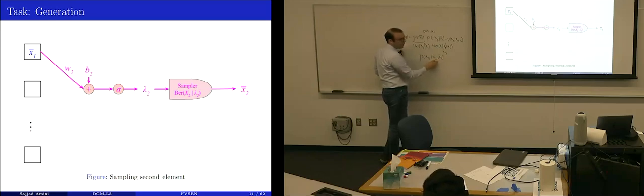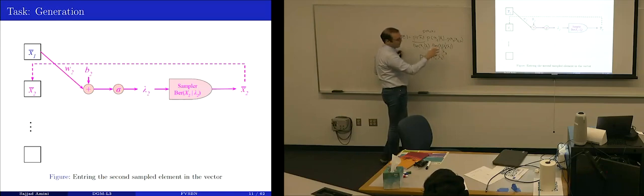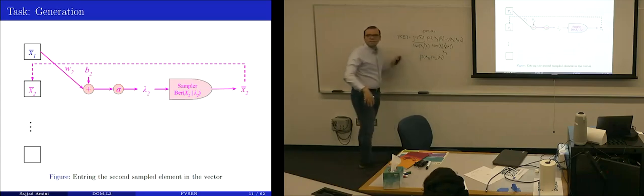You have both of them. You have the model. You can calculate the lambda 3. You can generate x bar 3, and go to the end.